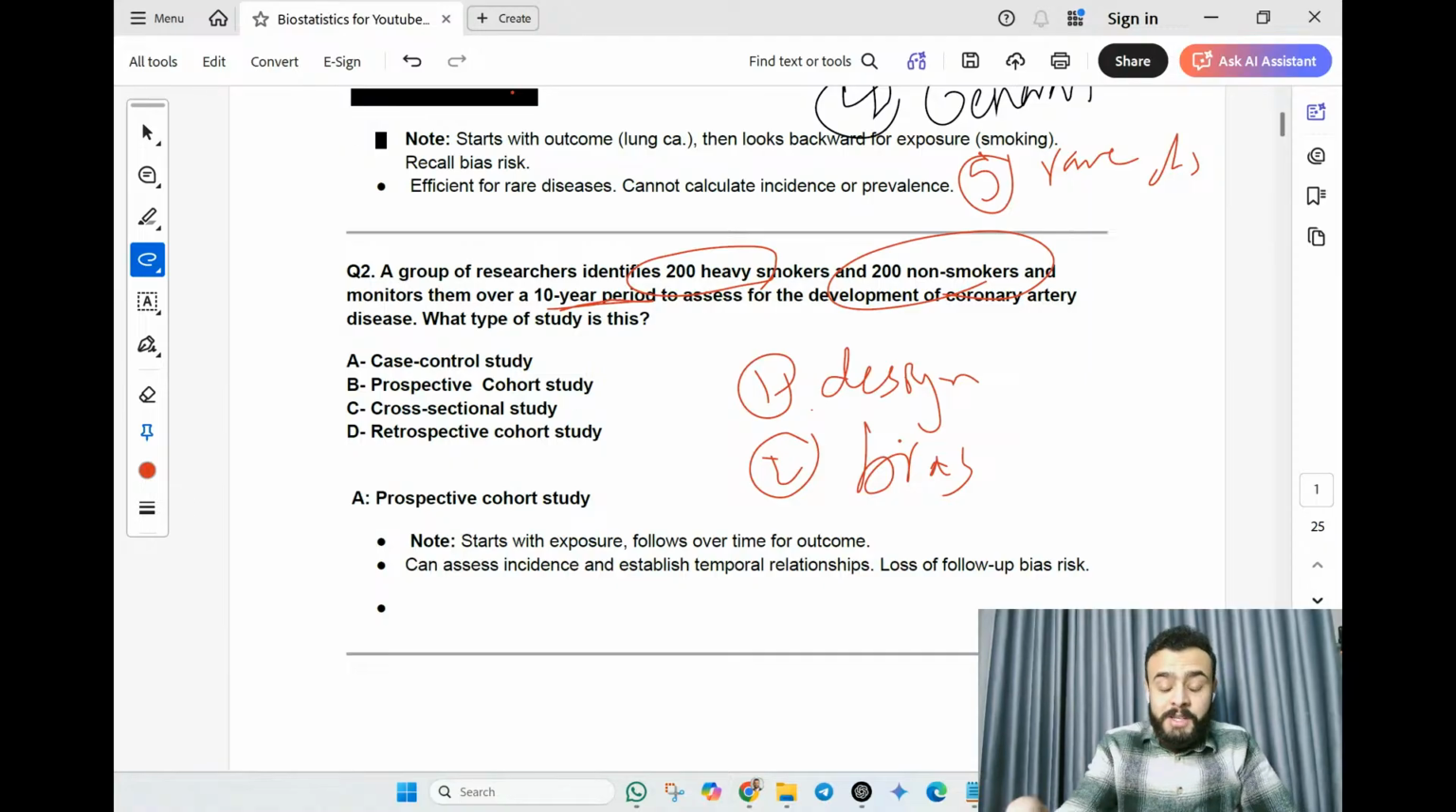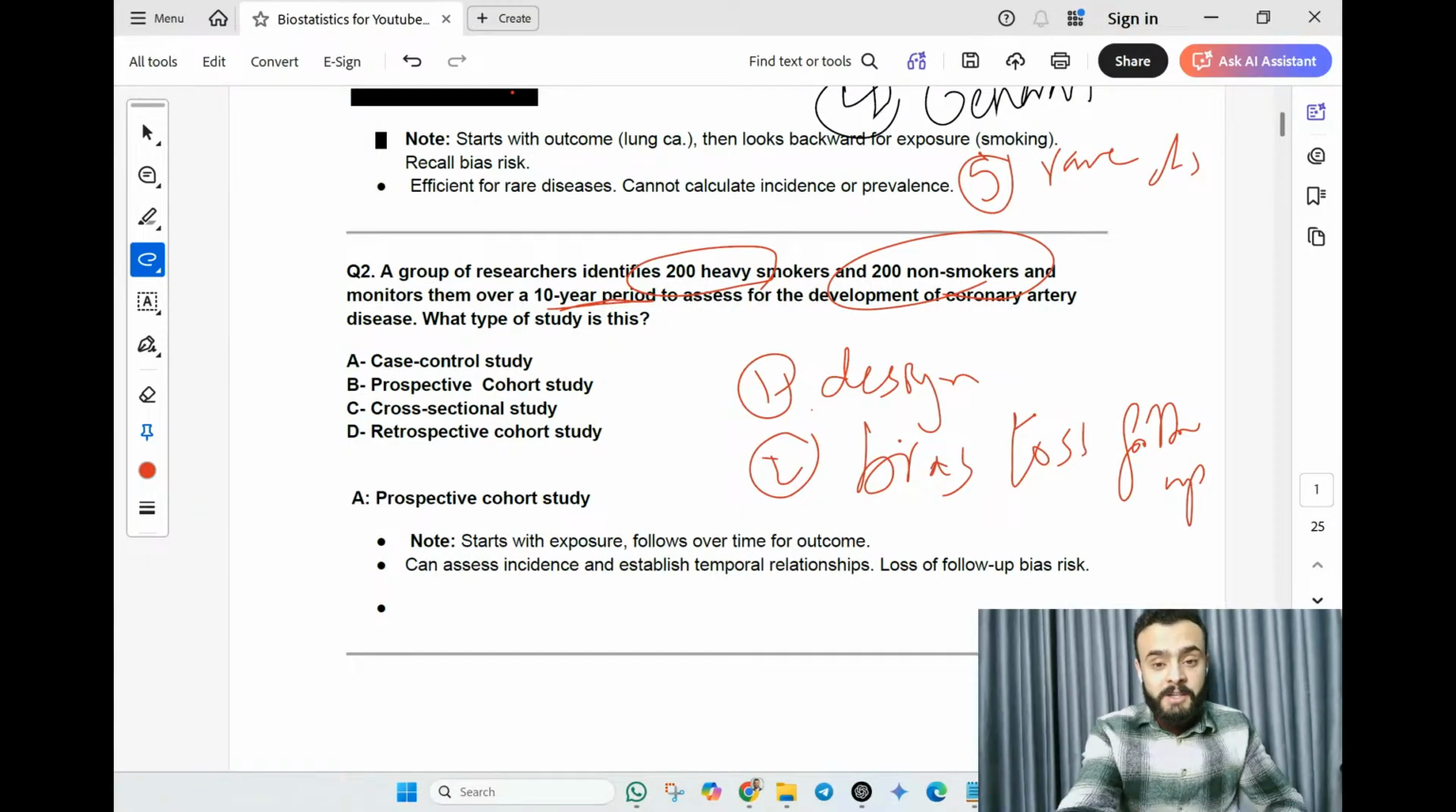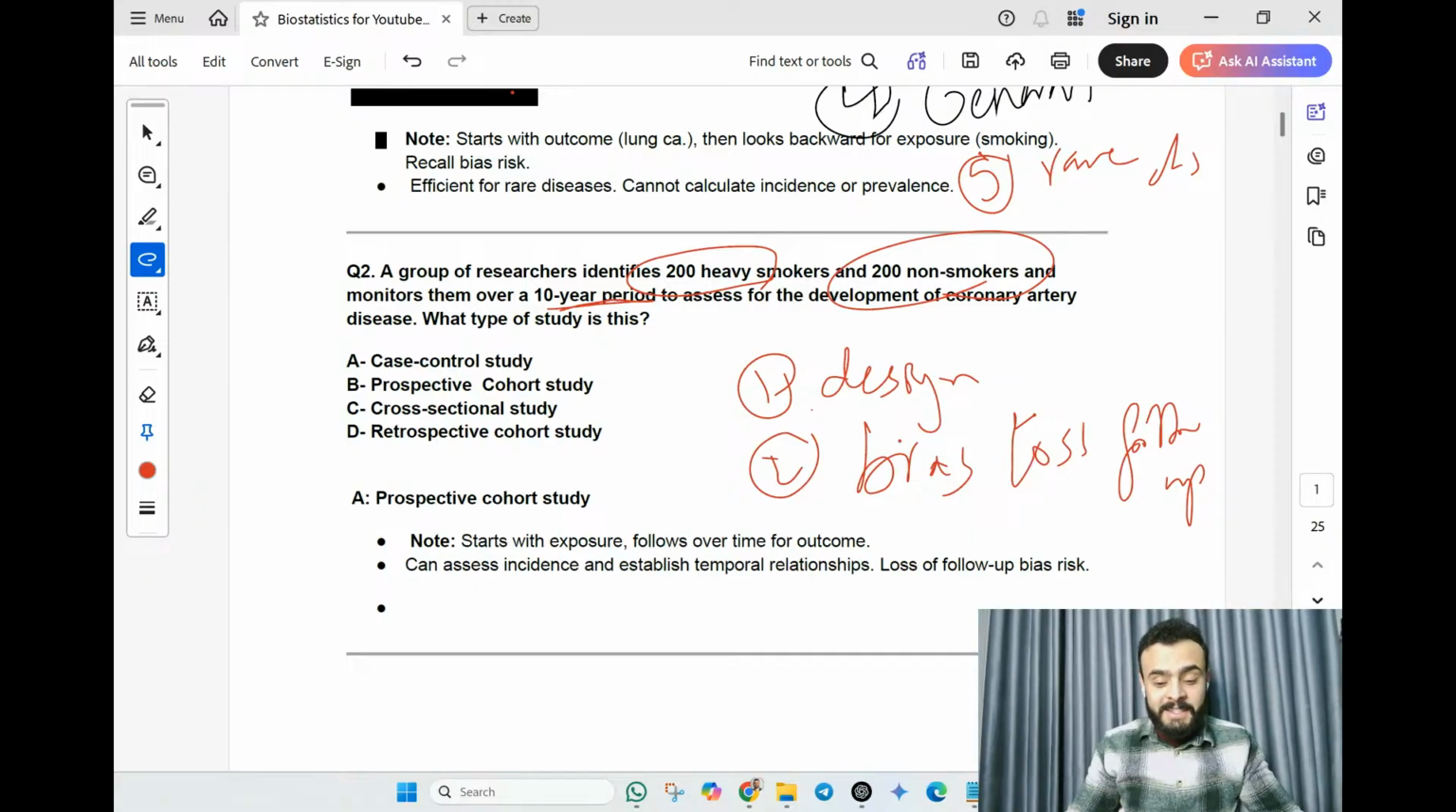The third question USMLE will ask you about is loss to follow-up bias. How can it be fixed? The data scientists differed. There are two teams here.